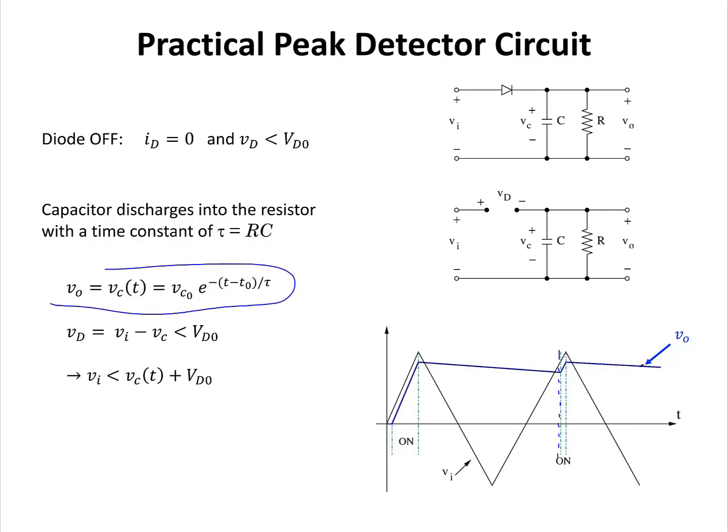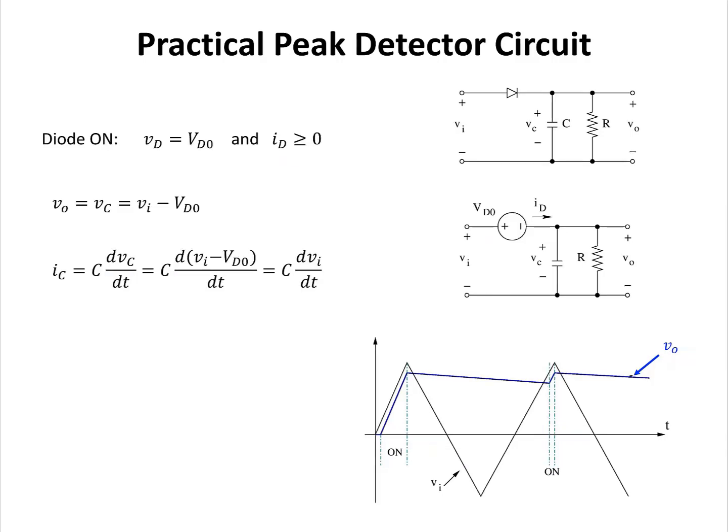This is the voltage across the capacitor when it is discharging, and I know from the KVL that Vd is Vi minus Vc. When the diode is off, Vd is less than Vd naught, so in all of these time intervals, Vi is less than Vc(t) plus Vd naught. Also, when the diode turns back on at this time point, I know that Vd is equal to Vd naught and Id is greater than 0.